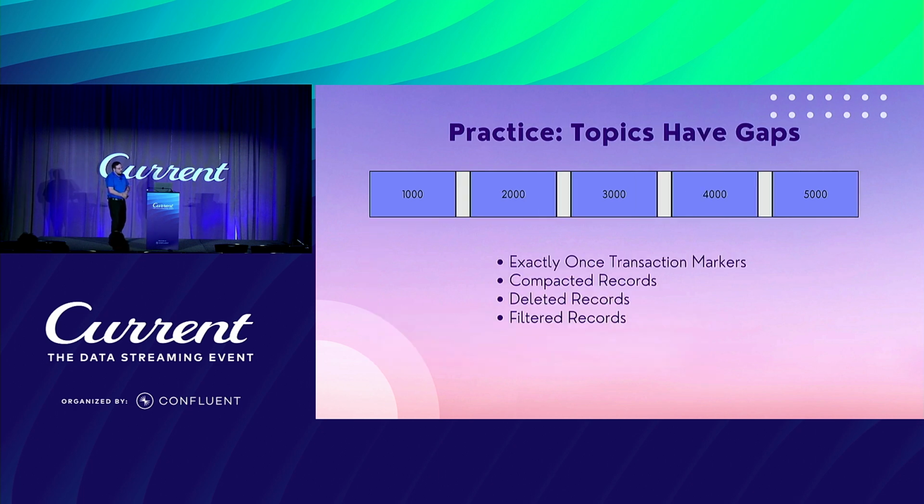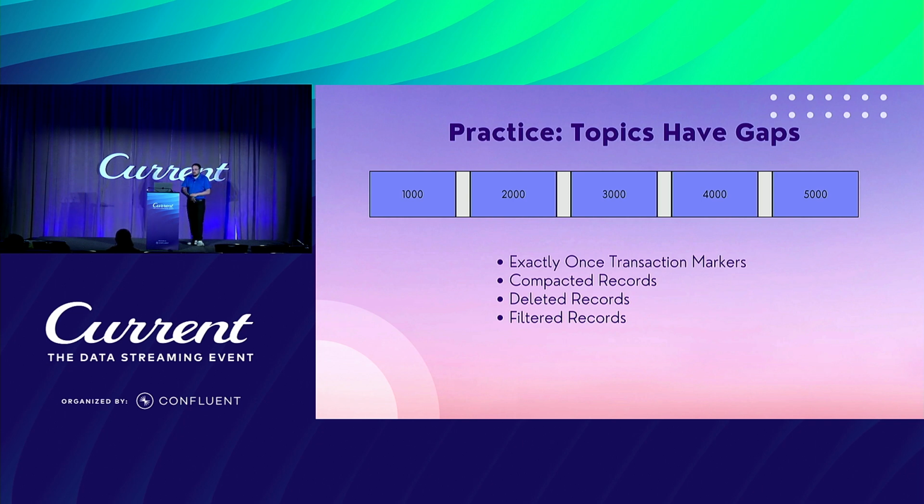But if we consider that in practice, topics have gaps in them, they're not contiguous blocks of records. These gaps can come from, most notably in my situation, exactly-once transaction markers. These are basically offsets in the topic that exist, and they count for offsets, they count for consumer groups, but they aren't actually records that get delivered to your application. And most importantly, they can't be replicated by MirrorMaker 2 because we're using stock producers and consumers.